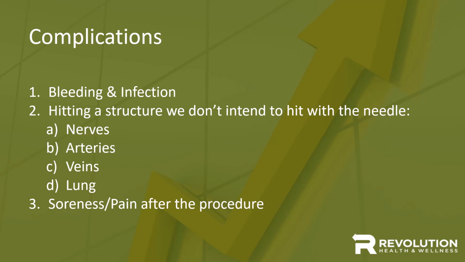Number 2, hitting a structure we don't intend to hit with a needle, something along the lines of a nerve, an artery, a vein, in some cases the lung. Those are potential areas that we could hit with a needle. Again, those are very rare, and we take painstaking details to try to make sure that that never happens, but those are still potentials, and we will discuss those further if those are high risk for your condition.